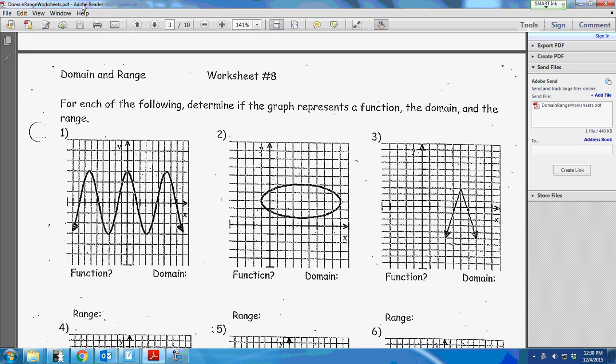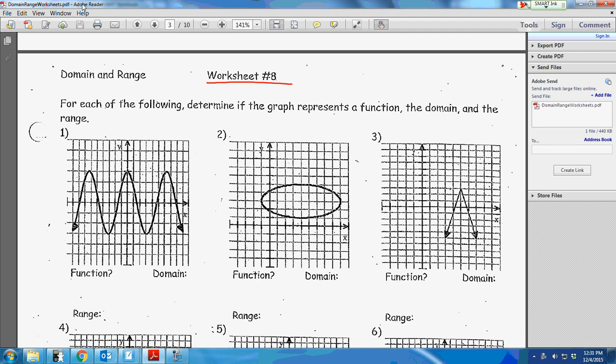So we've talked about how the domain is the possible x values and the range is the possible y values. I'm going to do all of these on worksheet number 8, the second page. We're going to go through all of these, and they ask you whether the graph is a function or not. So how do you tell something's a function? Vertical line test. Vertical line test.